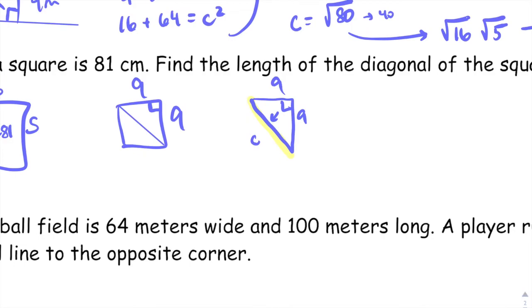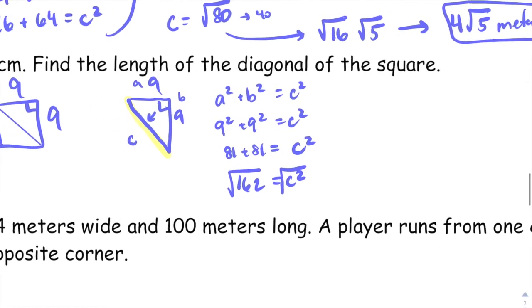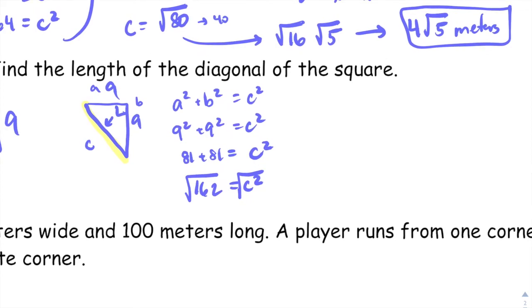So you have a squared plus b squared equals c squared, right? So you have 9 squared, this is your a, this is your b, plus 9 squared equals c squared. 81 plus 81 equals c squared. 162 is equal to c squared. Okay, so you have to take the square root of both sides, right? So from here, we're like 162. How do I do that?